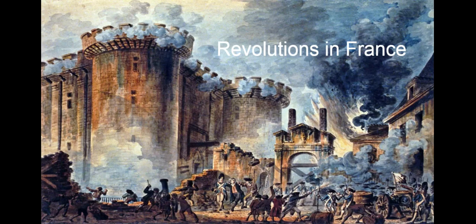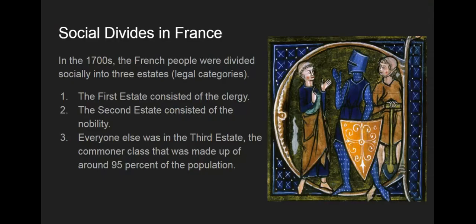Now we're going to look at revolutions in France. So, part of what was leading to a lot of the bad feelings towards the beginning of the revolution was the different social divides that were present in France. So, in the 1700s and prior to that, the French people were divided socially into what's called the three estates. These three estates were considered legal categories of groups of people.